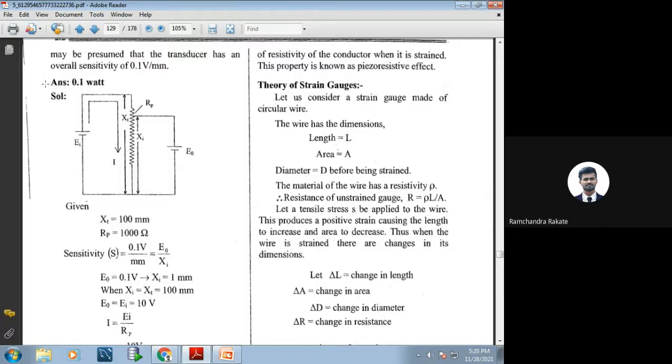XI is given, XT is given, it is 100 ohm. RP is given, it is 1000 ohm. And the sensitivity that we need is 0.1 volt per mm. So E naught upon XI is what we need to find out. Accordingly, we will put the values in the equation and check what we have obtained so far.